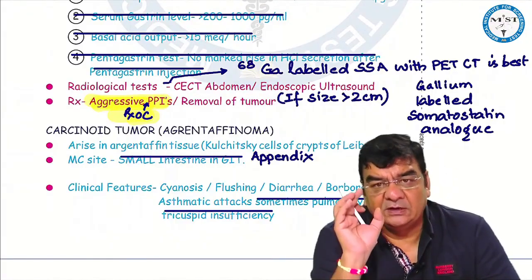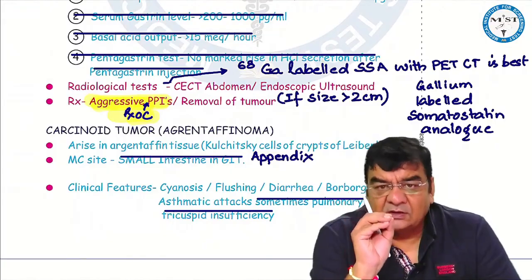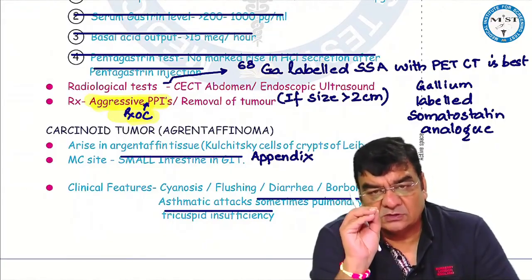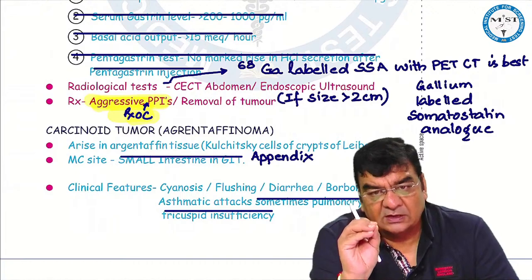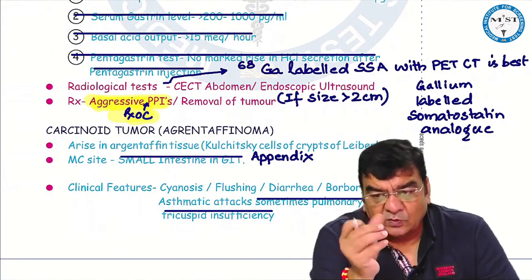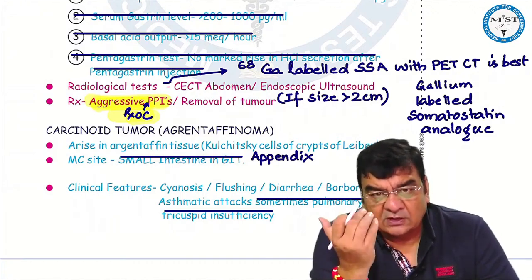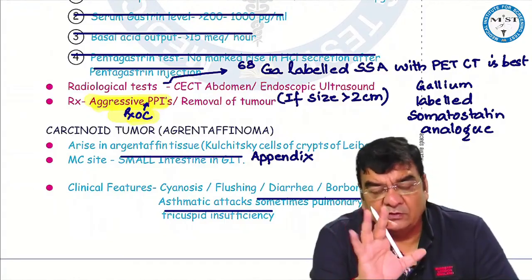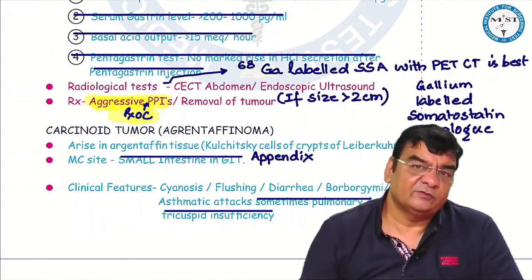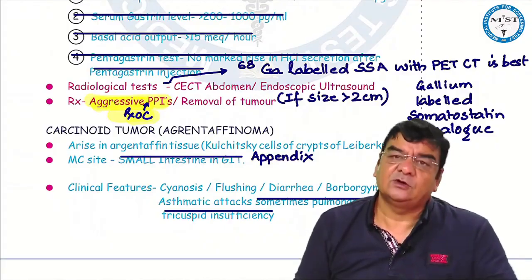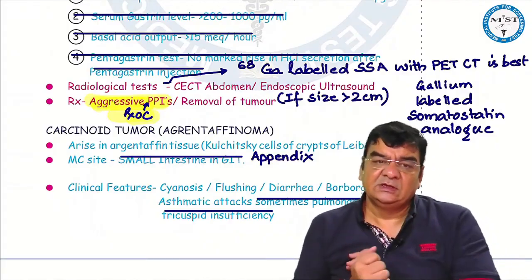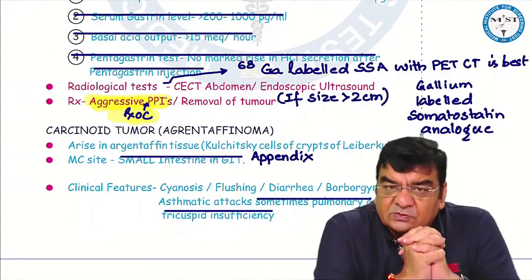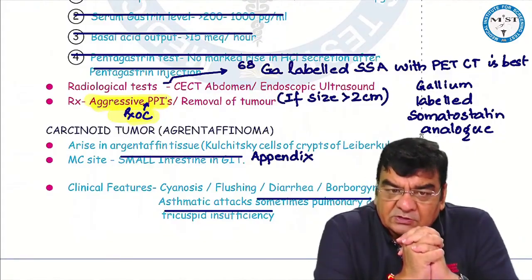However, radiologically to diagnose these gastrinomas nowadays, the best is 68 gallium labeled somatostatin analog with PET CT. So this is basically a PET scan. 68 gallium labeled somatostatin analog is used in PET scan. This somatostatin analog will be taken up by the somatostatin receptors on the gastrinoma. And when we do the CT, we can see this uptake of 68 gallium somatostatin analog by the gastrinomas. We can do other radiological investigations as well, like CECT or endoscopic ultrasound.